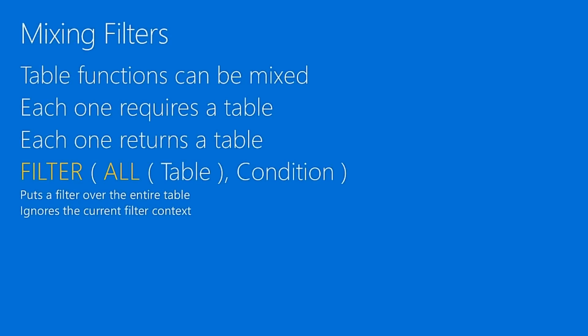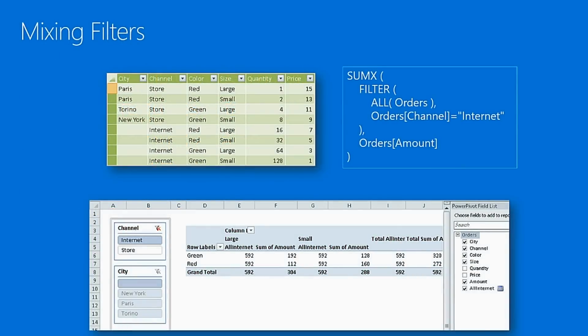Of course, you can mix filter. You can write a filter of all of a table. And as an example, if you do a sum x over filter of all orders and then filter the orders where channel equal internet and then compute orders amount. Amount is a column which is not visible on the screen, which is the multiplication of quantity by price.